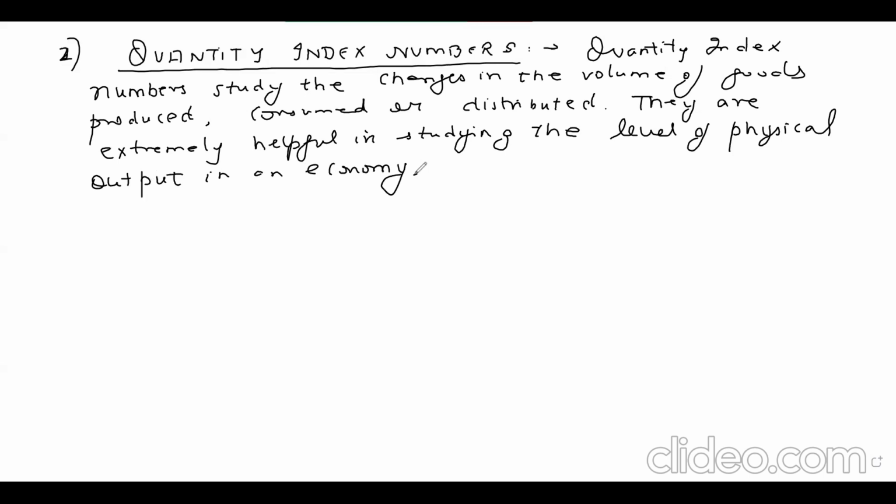So when we talk about quantity index numbers, they are going to capture what is the change in the volume of goods. Volume of goods which are produced, consumed, or distributed. Price index was capturing the changes in the prices of the economy, either at the wholesale or at the retail level. Okay, quantity index number is going to capture changes in the volume of goods.